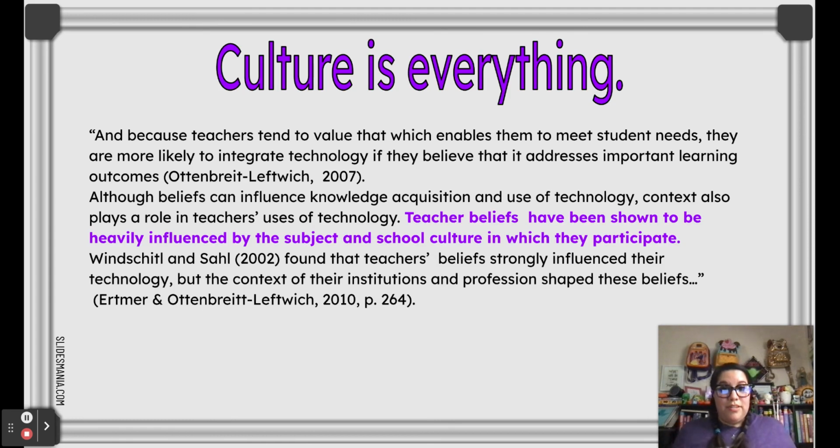I also want to address that school culture, campus culture, even district and community culture is everything. And this is a really long quote, but I feel like it's important to note that teacher beliefs have been shown to be heavily influenced by the subject and school culture in which they participate. And in the Ertmer and Ottenbreit-Leftwich article, they talked about how peer pressure never ends, especially for teachers while they're teaching. New teachers experience that peer pressure from their teacher peers, and so, based off of those attitudes, it's going to influence how they integrate technology.